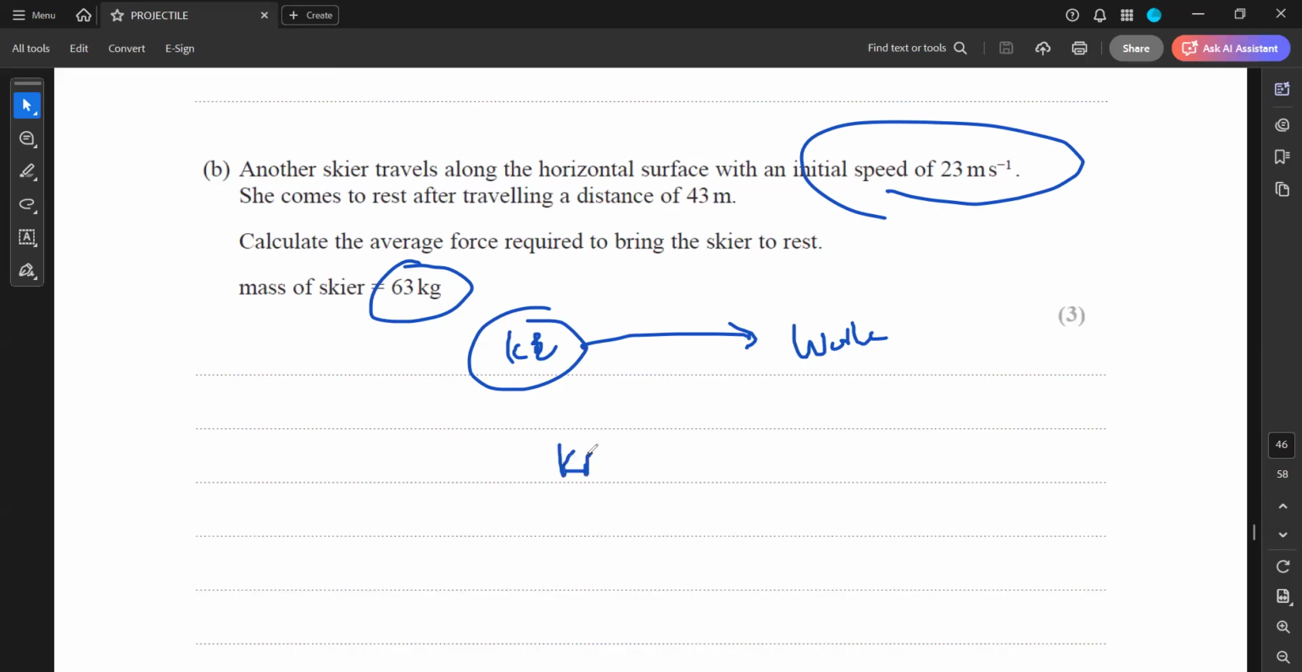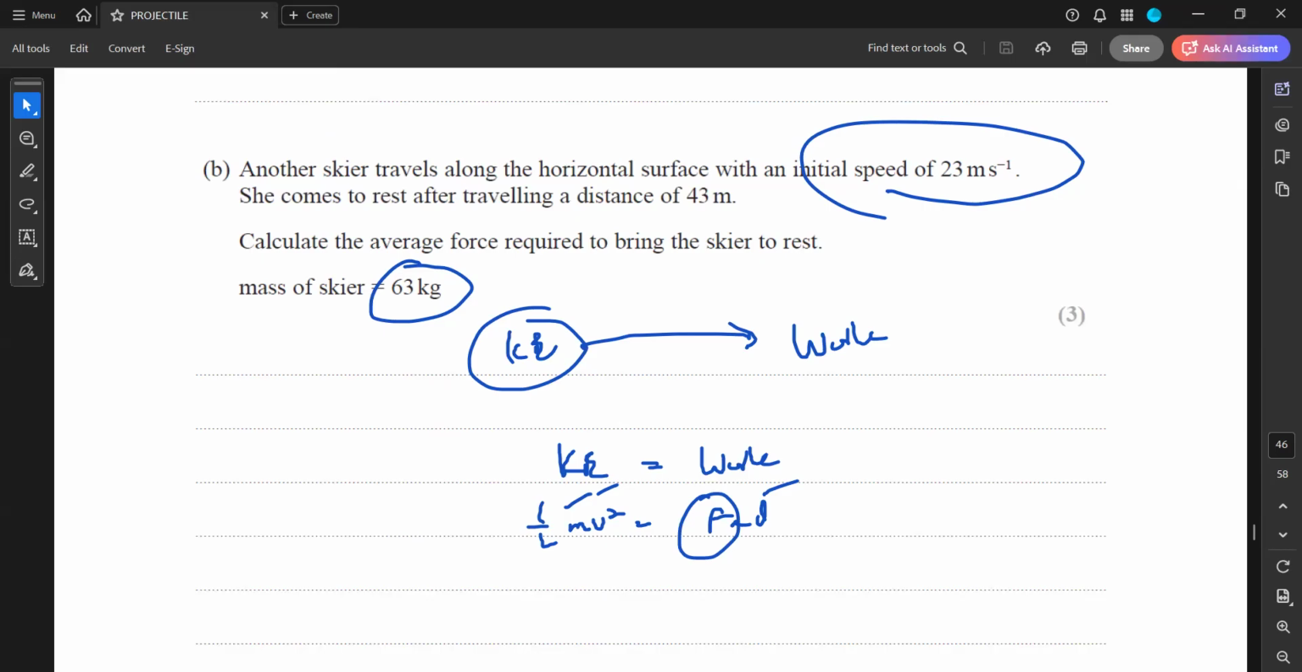So simply what we can do, we can use a formula: kinetic energy will be equal to work done to stop, and half mv square is equal to force times distance. So we have mass, we have velocity, we have distance, so we can work out the force as well. This is one way of doing a question.